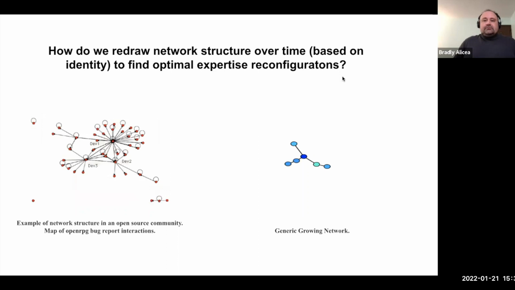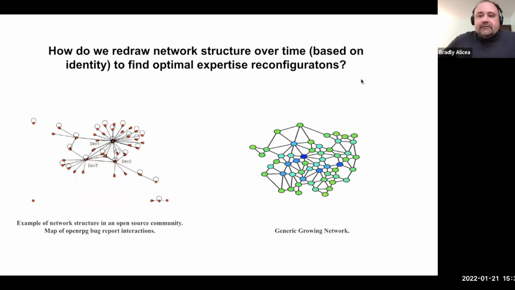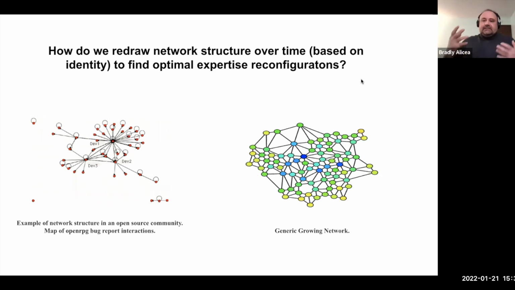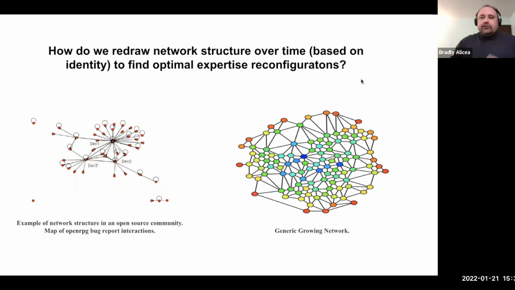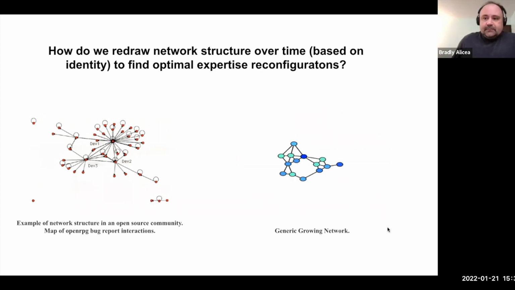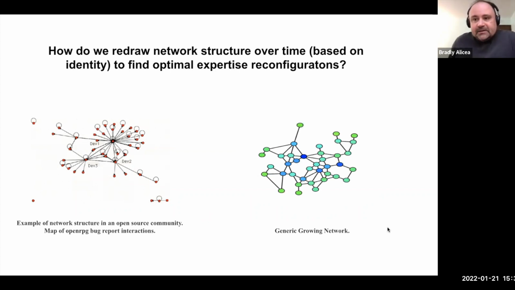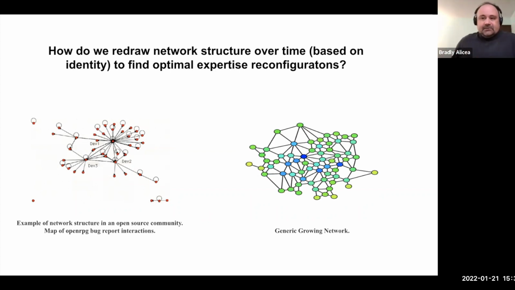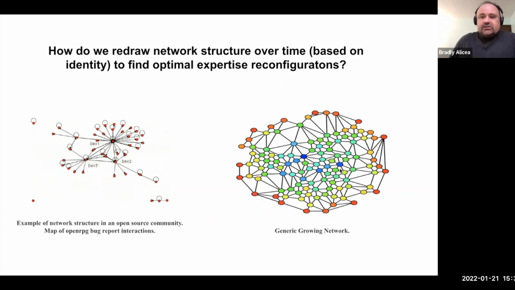So how do we redraw network structure over time based on identity to find these optimal expertise reconfigurations? Now we're talking about taking expertise in the community and reconfiguring it somehow in different ways. So we have different things going on over time. How do we reconfigure this without fragmenting this community, where you end up talking only to the people who you would have talked to, who know the most about what you know? So this is a growing network. This is an animation. It just shows how networks grow and doesn't necessarily show how they reconfigure, but we'll get into that in a little bit.